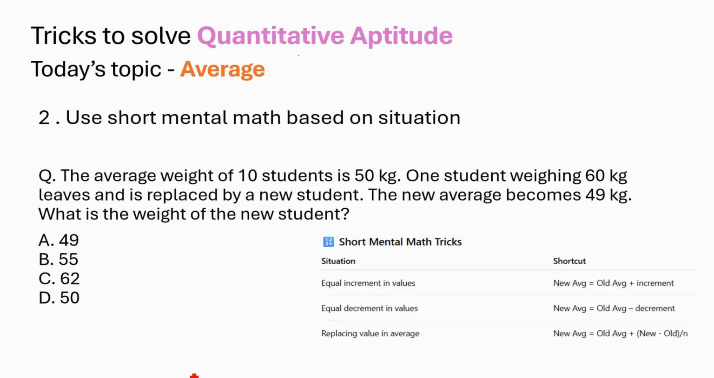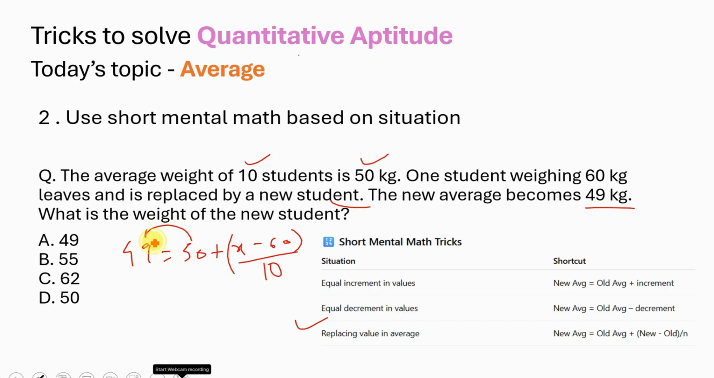Here the average weight of 10 students is 50 kg. One student weighing 60 kg leaves and is replaced by a new student. The new average becomes 49 kg. So what is the weight of the new student? By using this third formula, new average is 49, old average is 50, then the new value is what we need to find out. Old value is 60 and the total number of students is 10.